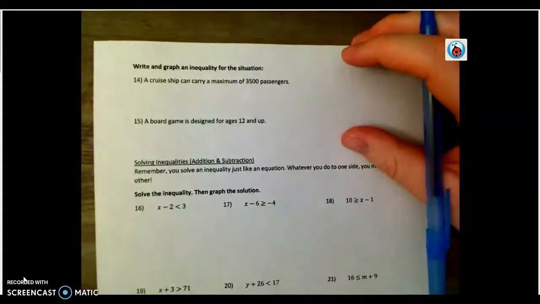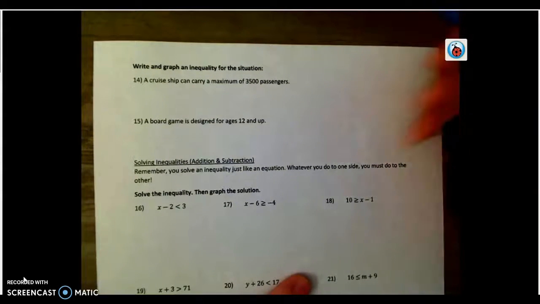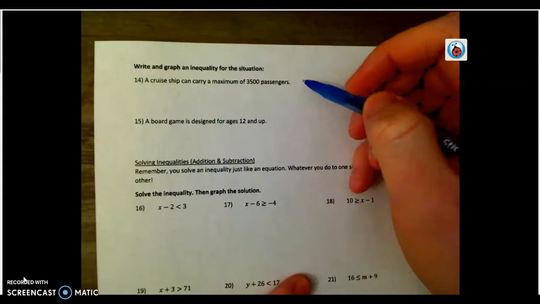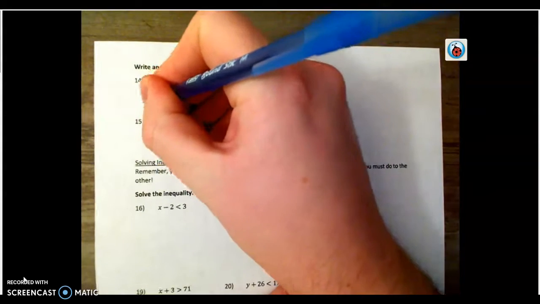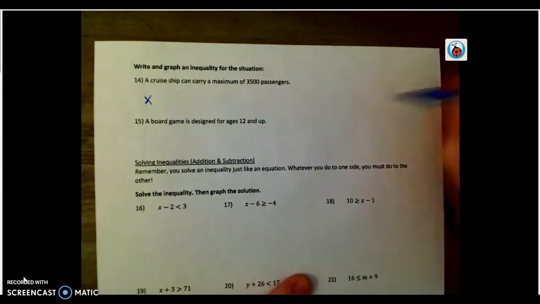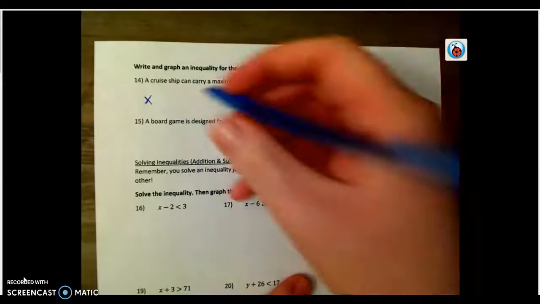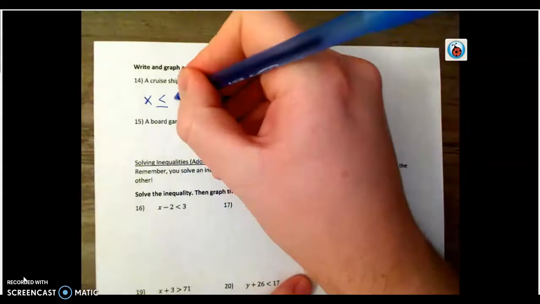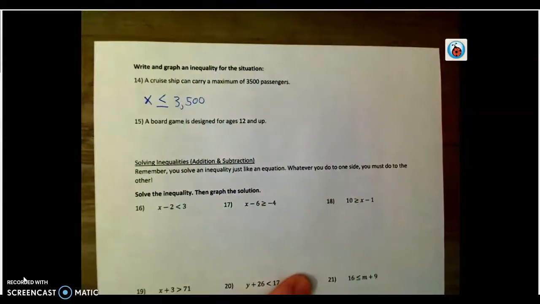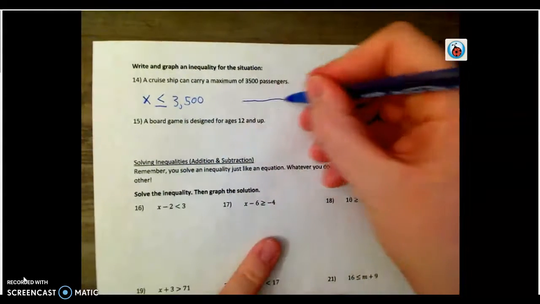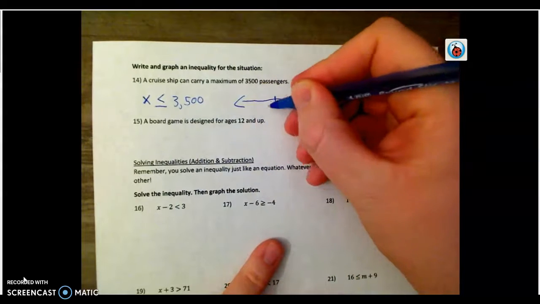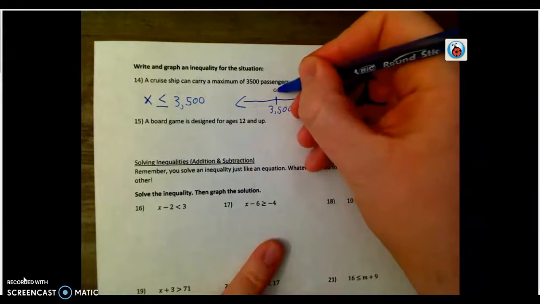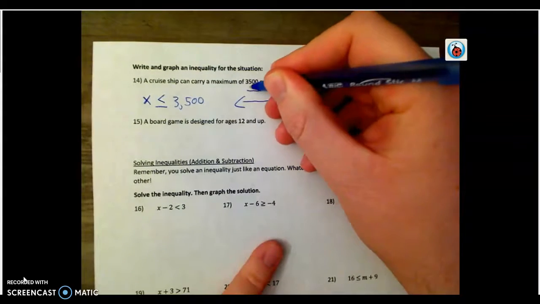Alright, number 14. Write and graph an inequality for the situation. A cruise ship can carry a maximum of 3,500 passengers. Alright, so we're going to say x is our cruise ship. If it can hold a maximum of 3,500 people, then it has to be less than or equal to 3,500. And to graph it, we just make a quick number line, add our boundary point, and we know it has to be everything less than or equal to that. Closed dot, going to the left.